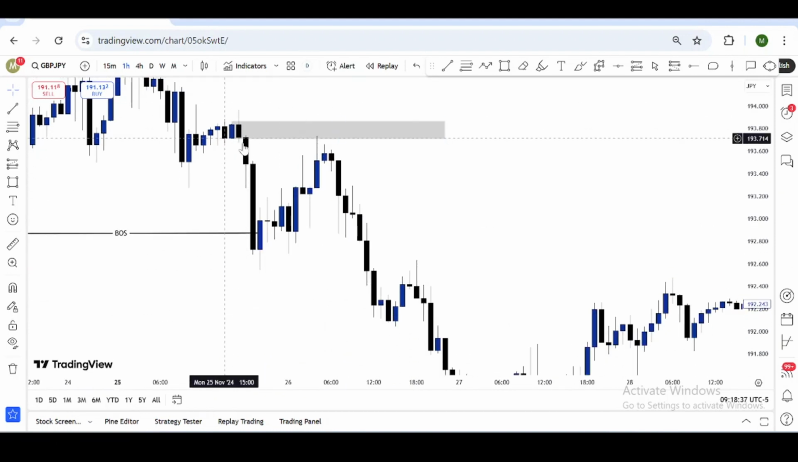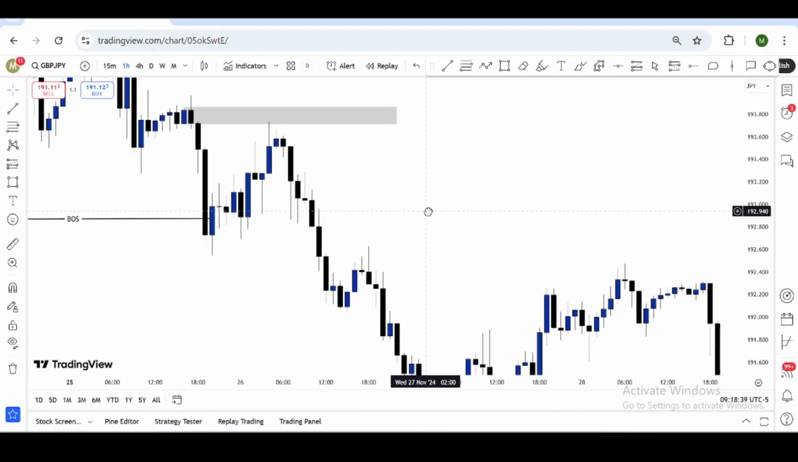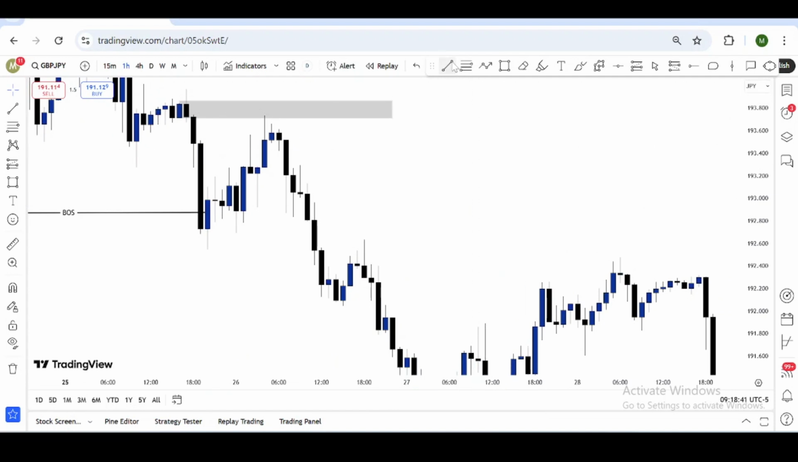Okay, so this is another block. Let's spot another order block. Now the first thing you need to look out for is a break of structure. Identify a break of structure.